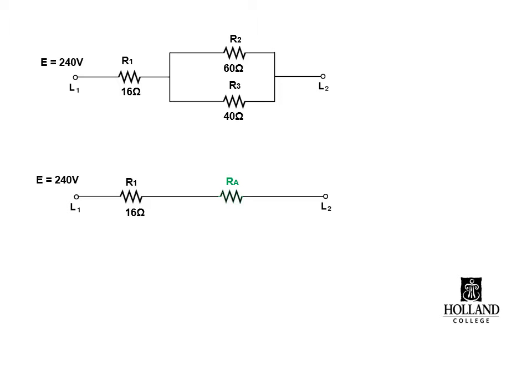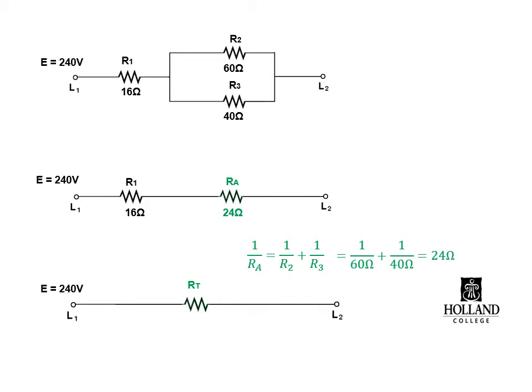Now when you look at that second step, you can see that R1 is in parallel with RA. So once we have calculated the value of RA, the equivalent resistor of 60 and 40 in parallel, we can then combine and simplify that second circuit of 16 and 24. That's a series relationship, where all the current comes in and goes through R1, and the same current is forced through RA. So we would combine that into one equivalent resistor, or RT, where RT is equal to R1 plus RA, which gives us 40 ohms.